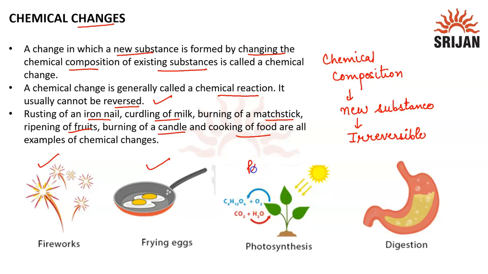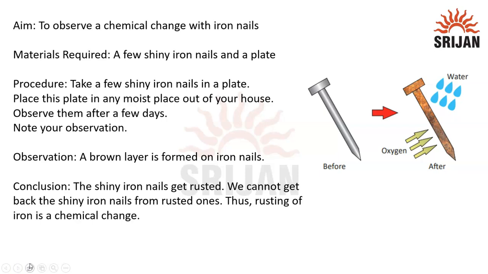Photosynthesis: when plants make their food in the presence of sunlight and the gas carbon dioxide. Here also a chemical reaction happens. Digestion that takes place inside our body, so a lot of chemical changes and reactions take place. Let us understand more about chemical changes with the help of these activities.